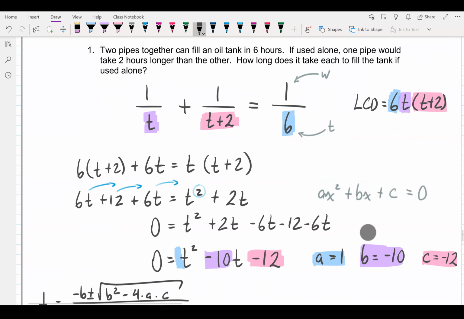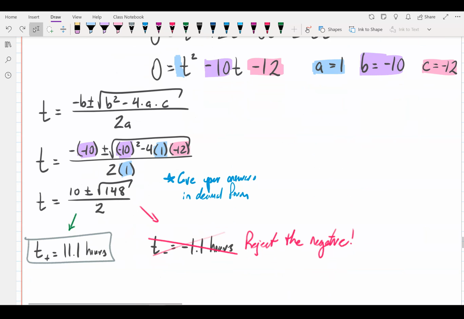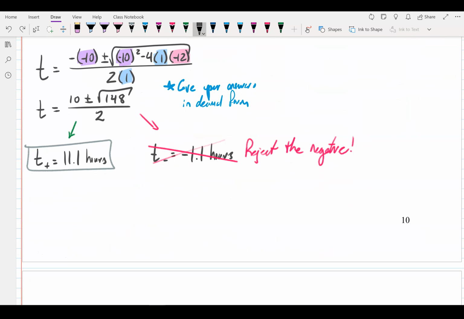So in the beginning here, it says, how long does it take each to fill the tank if used alone? So we know t, and now we can easily get t plus 2. Okay, we'll say tank 1, for example. They don't have numbers, but I'll just say it's 11.1 hours. And then tank 2, the other one that does it in 2 hours longer, that'll be 13.1 hours.